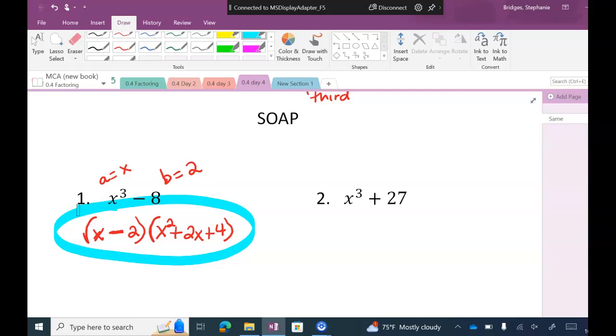I want you to try number 2, using the same process. Always ask yourself, do you have a GCF? If not, are they both perfect cubes? If so, figure out what your A value is, what your B value is, and plug those values into your pattern. Then you place your signs with SOAP. Same, opposite, always positive.